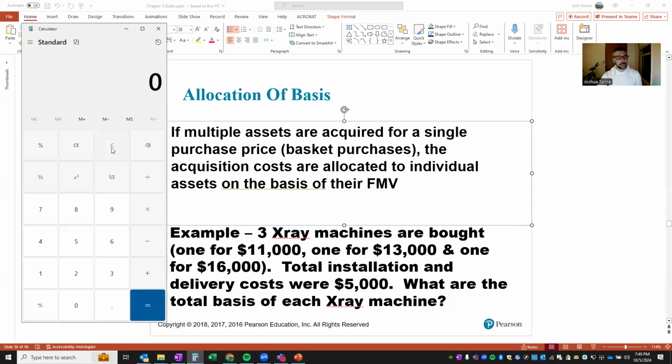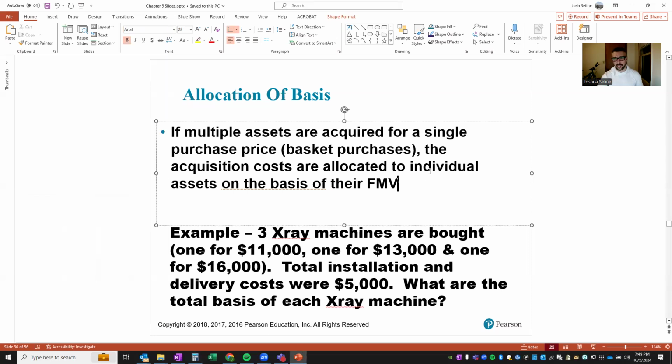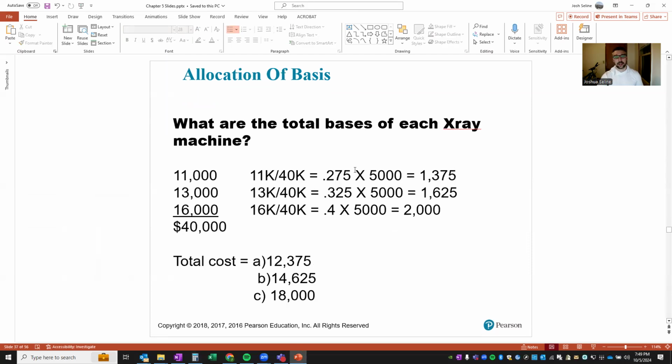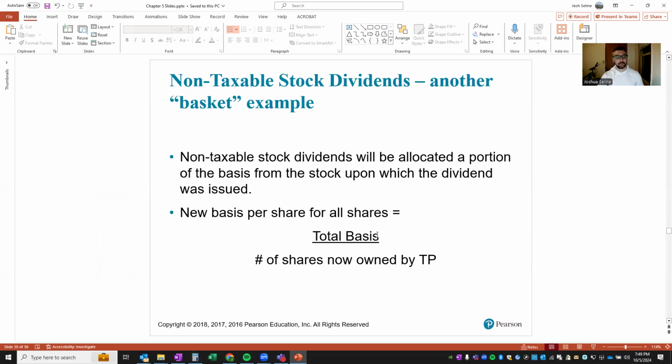So here we've got 11, 13, 16. That's going to be a total of 40,000. If I take the first one, I'm going to divide it by the cost of all of them. That's 0.275, so that's its share of the whole. We multiply that by 5,000, so I have additional basis of 1,375. And this next slide is going to go over that. I just want you to see how it plays out. Then you do it for the other two, and then you have adjusted basis.